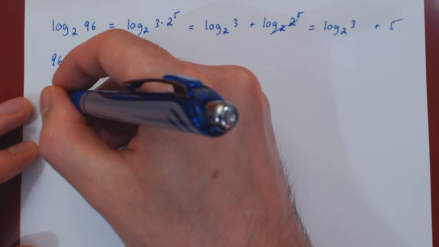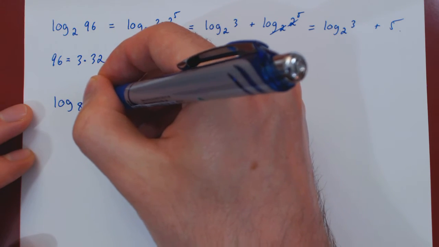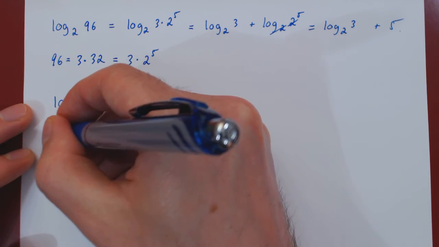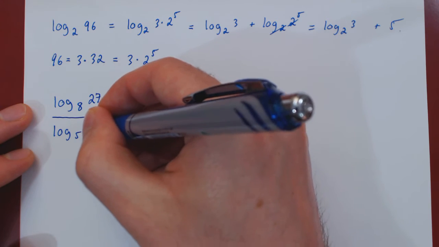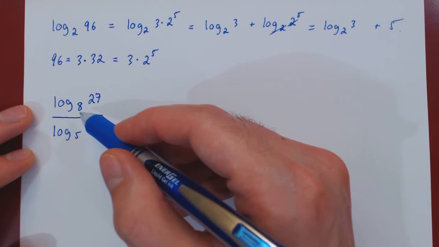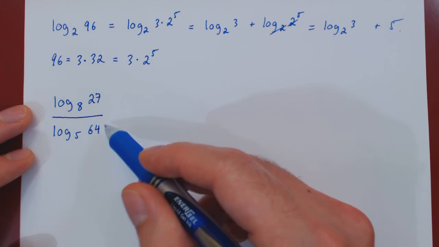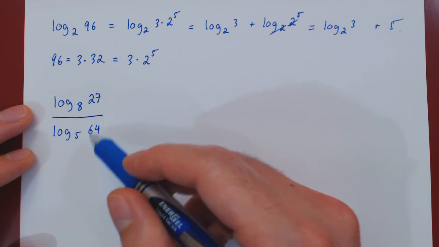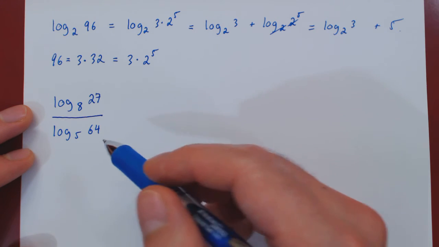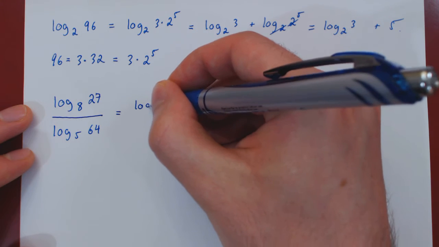Let's look now at one other example. Taking, say, the log base 8 of 27 divided by the log base 5 of 64. And what's interesting here, even though the bases don't match, 27 is 3 cubed, and 64 is 4 cubed. 3 times 3, 9 times 3, 27. 4 times 4, 16 times 4, 64. You might wonder, why is this interesting? Well, let's see.